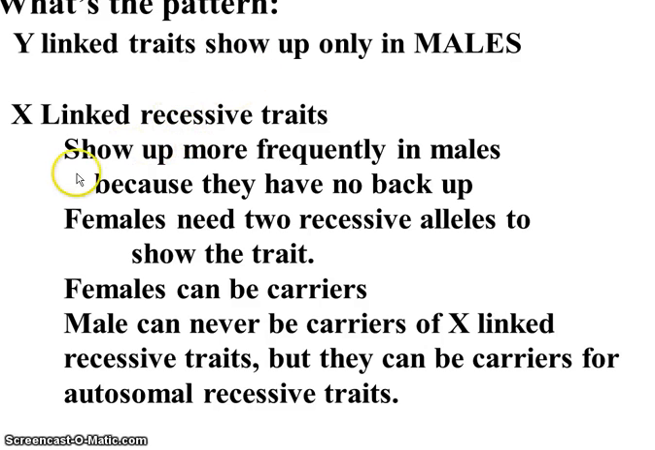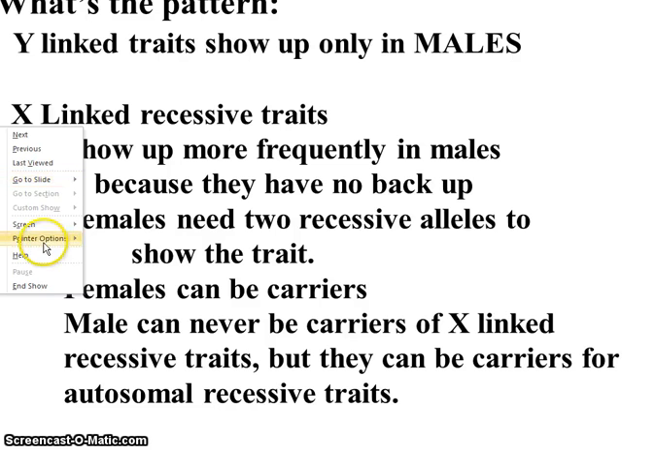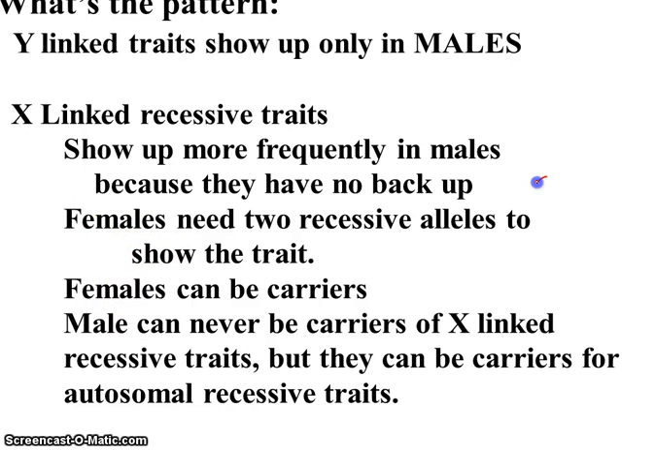X-linked recessive traits show up more frequently in males because they don't have a backup. Males only have one X, whereas females have two. Females would have to have both of those recessive traits in order to get it. So for a female to get, let's say, hemophilia, they'd have to have both recessive copies. So the chance of that happening is going to be a lot more rare than males getting that one mutated gene. And the Y doesn't carry anything.